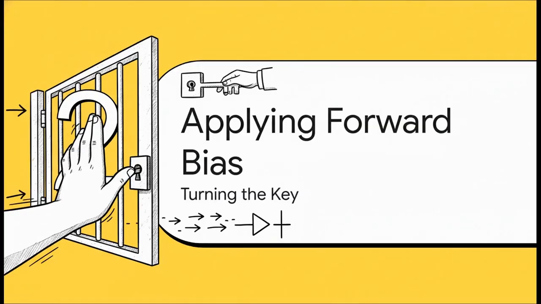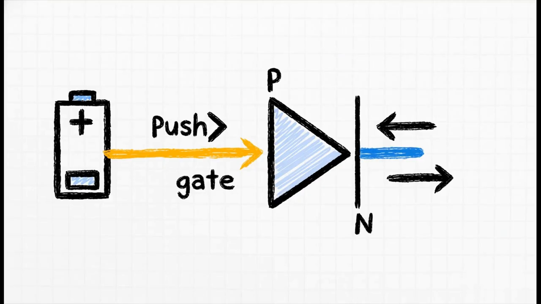All right, so we've got this closed gate. How do we open it? Well, we've got to give it a push in just the right way. And that push is what we call applying a forward bias. It's actually super simple. You take a power source, connect the positive end to the P side of the diode, and the negative end to the N side. This external voltage directly fights against that natural barrier inside the diode. We're literally using an external force to muscle that gate open.